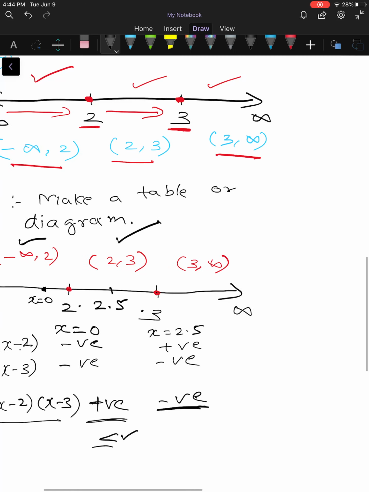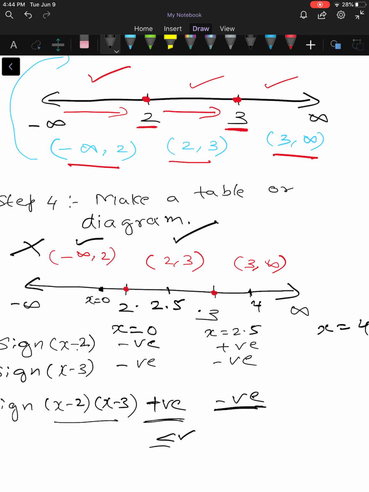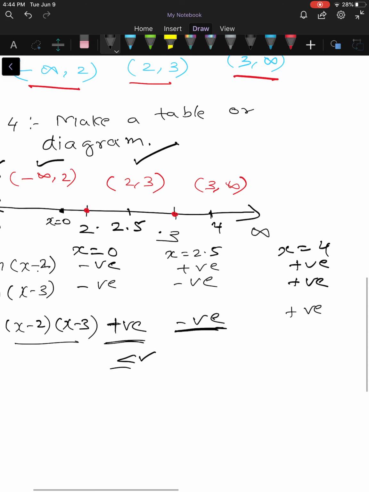So third trial value between 3 and infinity, I will consider 4. So when x equals 4, what happens to x minus 2? Is it positive or negative? It is positive. x minus 3 will be positive. And the product of x minus 2 and x minus 3 will definitely be positive because positive times positive is positive. Again, this interval is also ruled out.